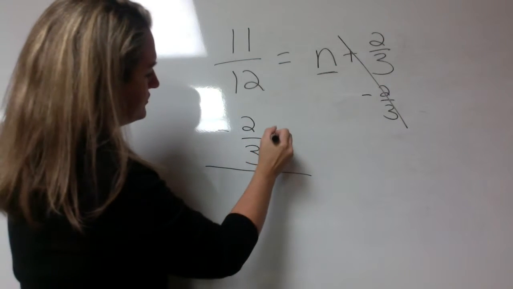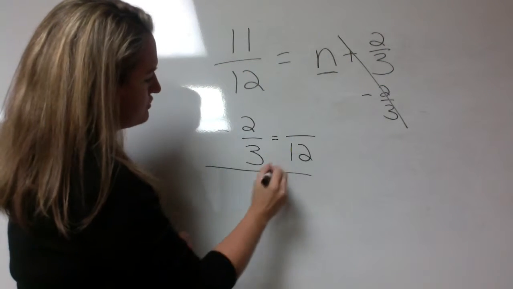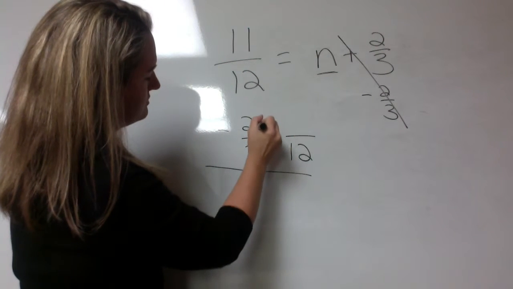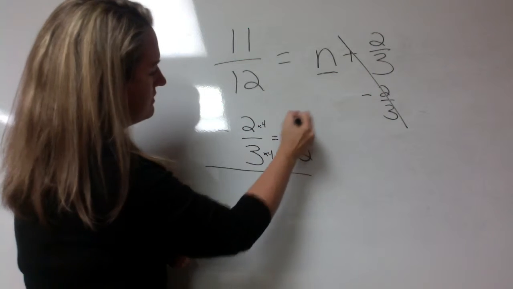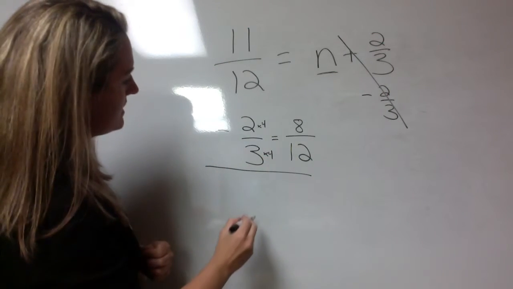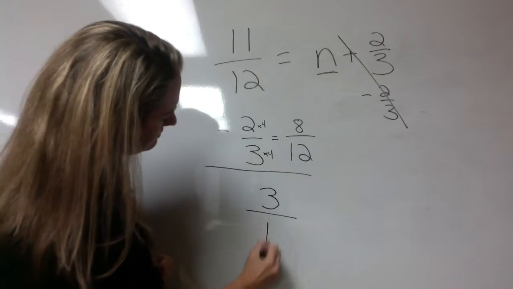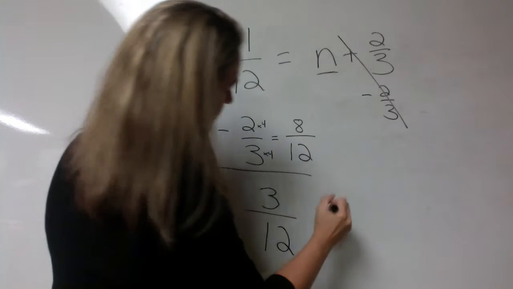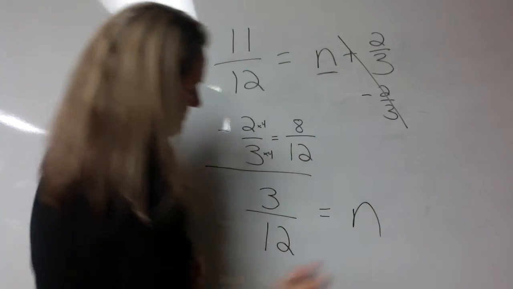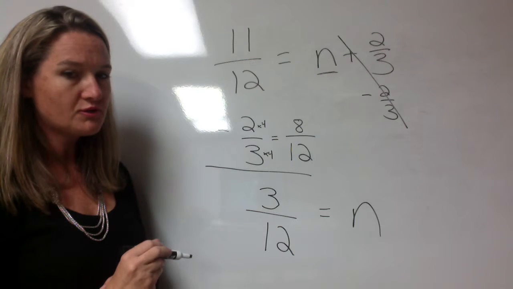So we've got to convert this one to an equivalent fraction. 3 times what? Times 4. That means 2 times 4. All right, that gives us 8/12. Okay, so we've got 11/12 minus 8 over 12. And then just bring our n down. Okay, now are we finished? Almost. What do we have to do?